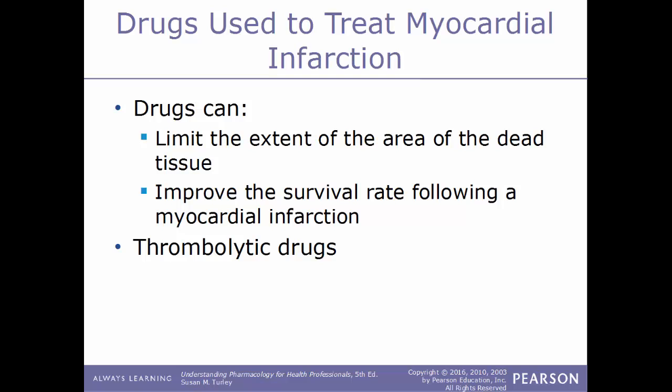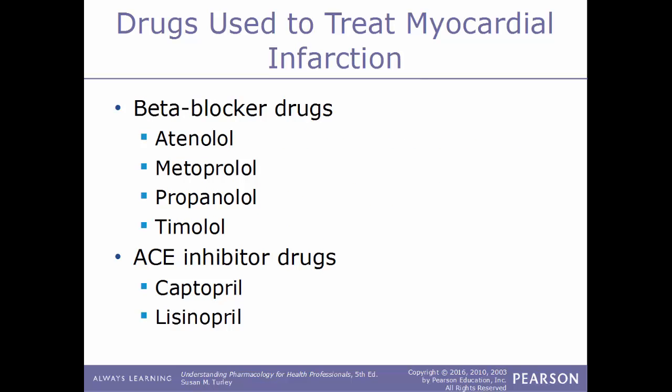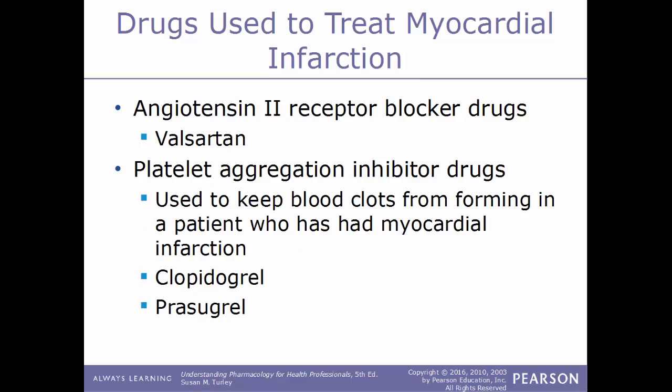There are various different types of drugs that are used to treat MI. One type is a thrombolytic drug. These are drugs that are used to break up clots, and by doing so, you would increase blood flow to the tissue. Other types of drugs used to treat myocardial infarctions are beta blockers, such as atenolol, metoprolol, propranolol, and timolol. You can also use ACE inhibitor drugs, such as captopril and lisinopril. You can also use angiotensin II receptor blocker drugs, such as valsartan.